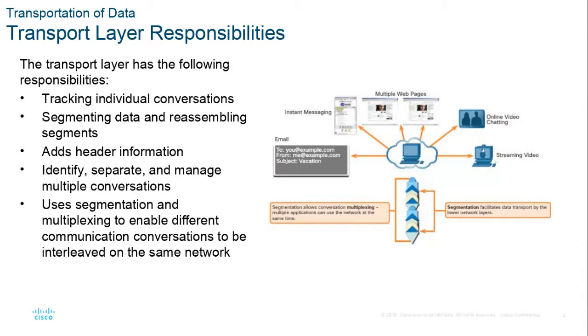And the transport layer will use segmentation and multiplexing. So different conversations can go on the same network. At the physical layer you have one MAC address, and at the network layer you have one IP address. But at the transport layer, we can have port 80 for your web, port 25 for your email, and we can keep all these conversations separate from each other.